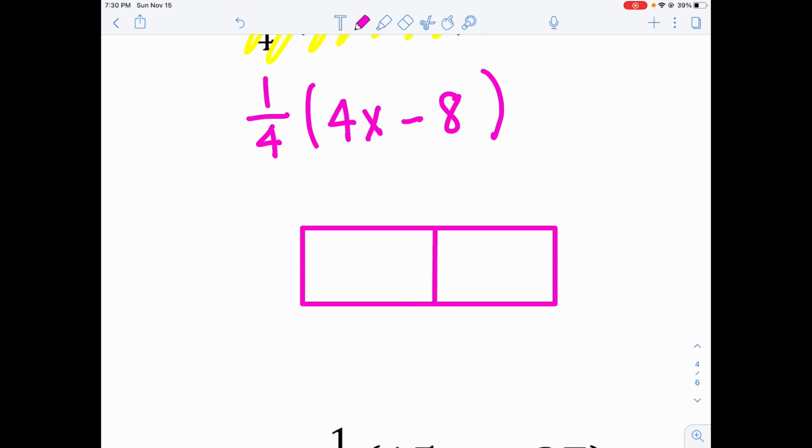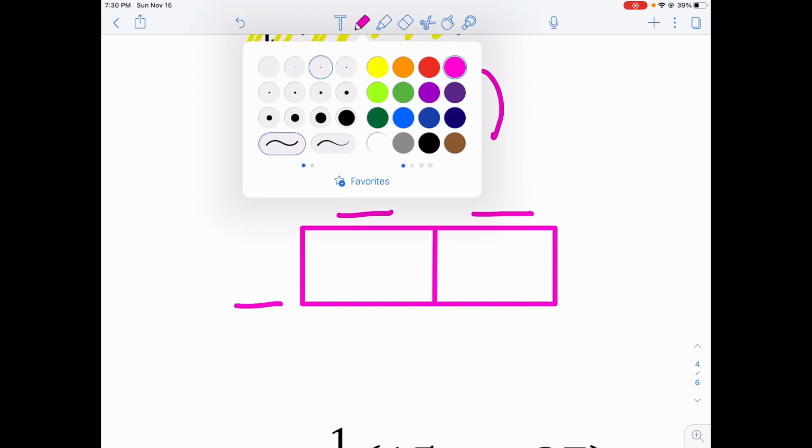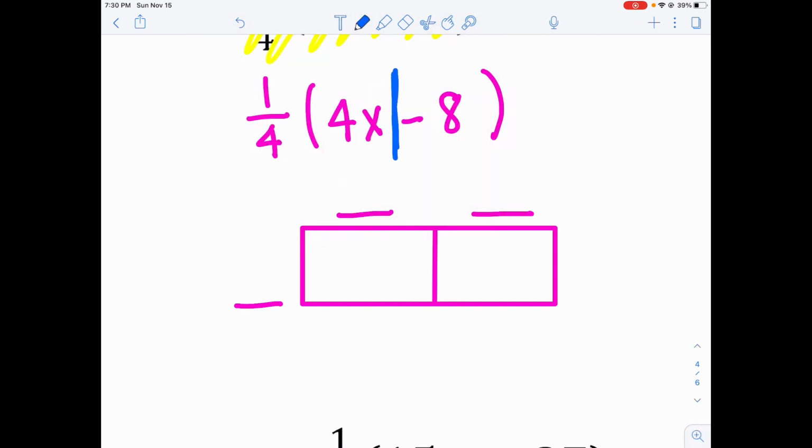All right, so I need a number in front, a number above, and a number above. Remember, we are splitting the terms in my parentheses just like that. We're going to do 1/4 is the number in front of the parentheses, so that's the number in front of my boxes. 4x is the first term, so 4x goes above the first box. And -8 is like a -8, and that goes above my second box.